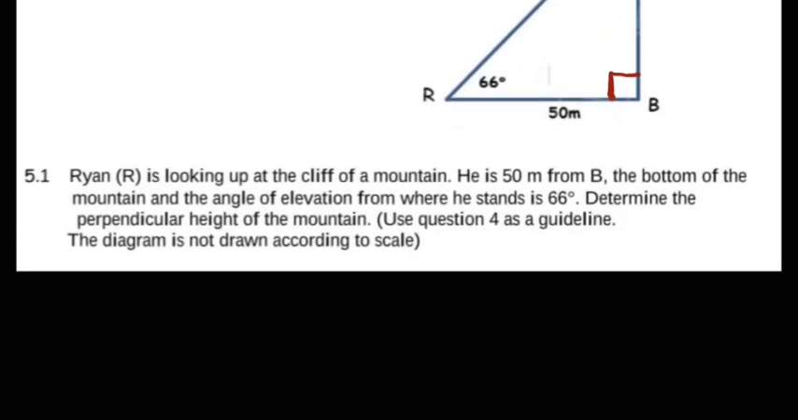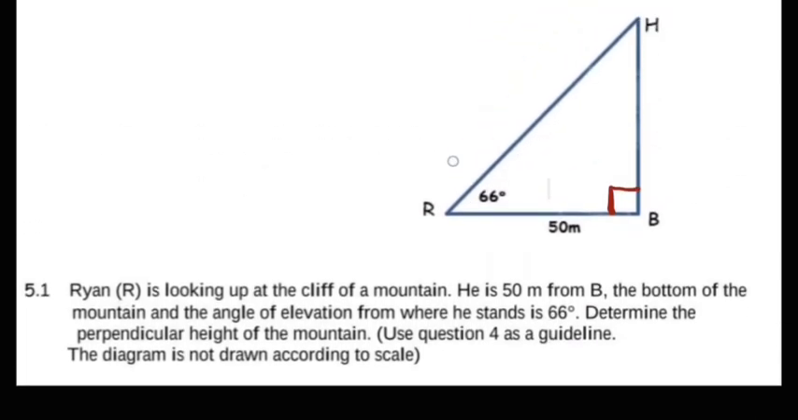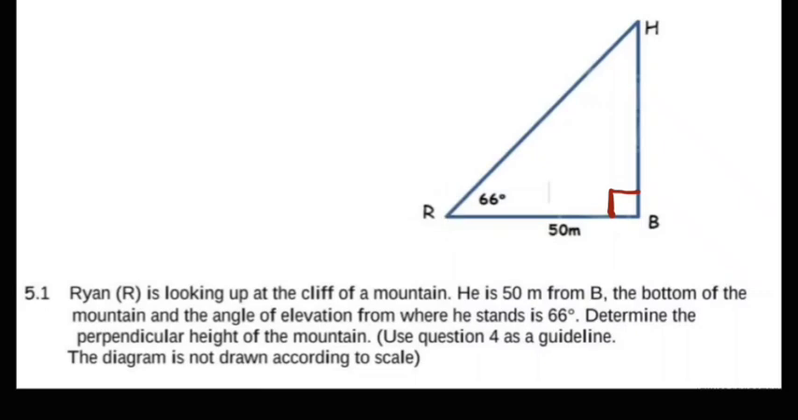Now the question says, Ryan, R represents Ryan, is looking up at the cliff of a mountain. He is 50 meters from B, the bottom of the mountain, and the angle of elevation from where he stands is 60 degrees. Determine the perpendicular height of the mountain. Use question 4 as a guideline, and obviously the diagram is not drawn to scale.